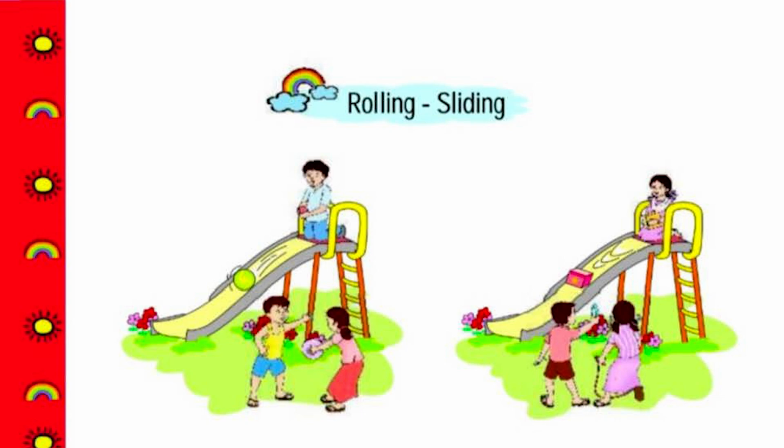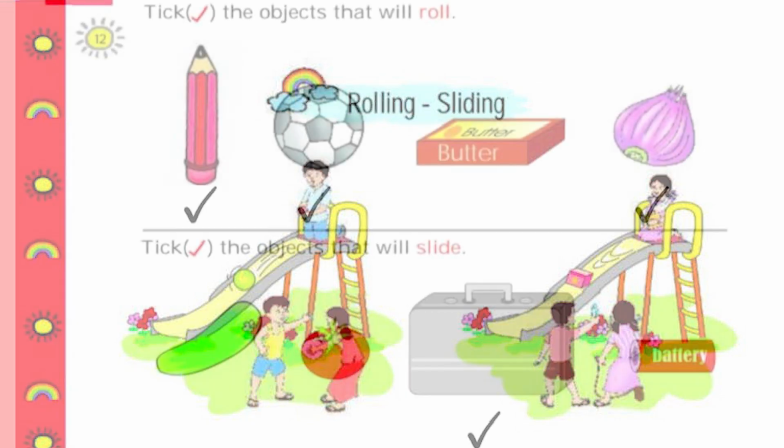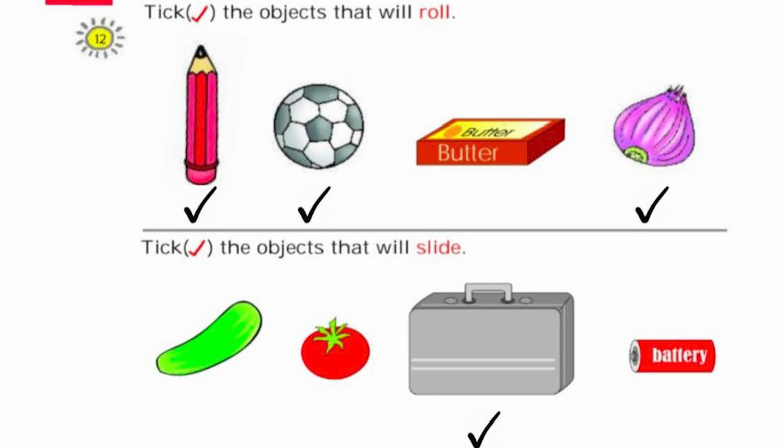Things which have a curved surface will roll, so the ball is rolling. Things which have a flat surface will slide, so the box is sliding. Now see the exercise. Tick right the objects that will roll. There are 4 objects: pencil, football, butter box and onion. The pencil, football and onion have a curved surface, so they will roll. Tick right the pencil, football and onion.